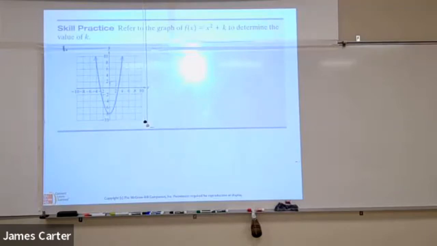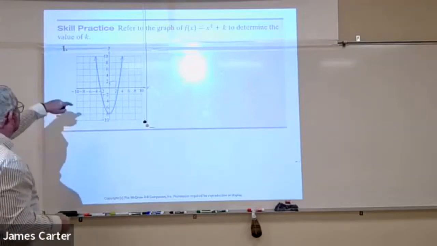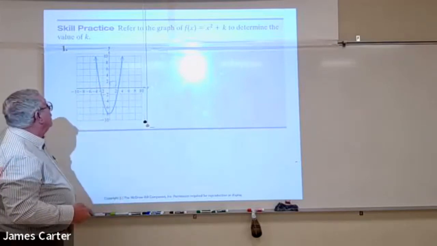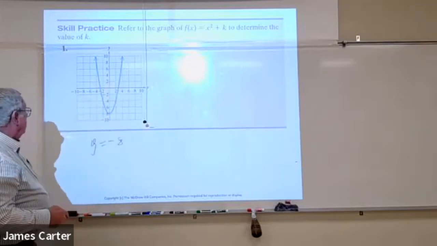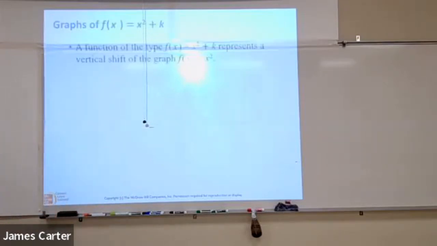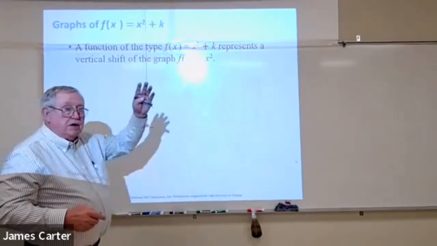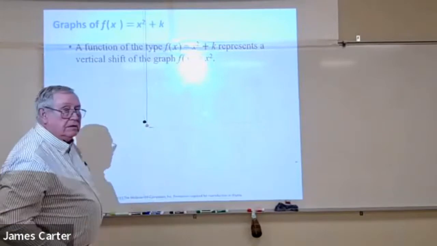Generally speaking, what they want you to do is, assuming that this is a graph based on that, what would be the value of k in this equation? Well, we're down 8, so k would be -8. That's all this one is. Okay. And this just says what I have already said, that whatever this k is will give you a shift up or down compared to just that one.